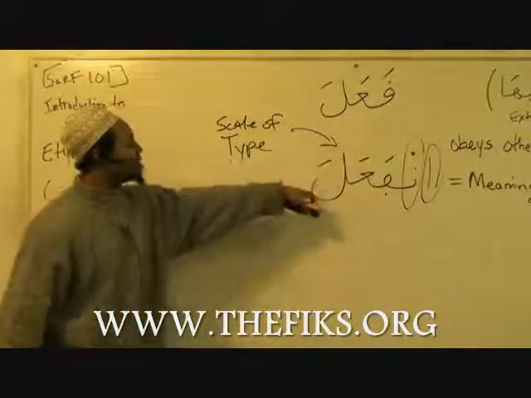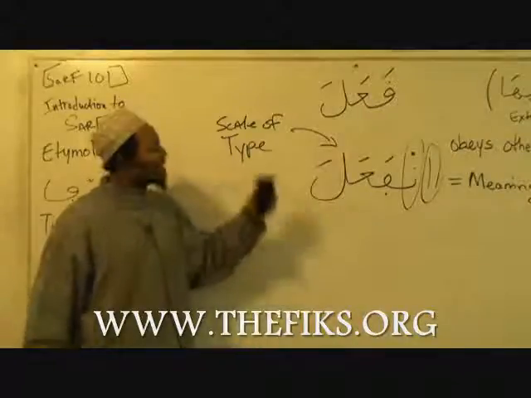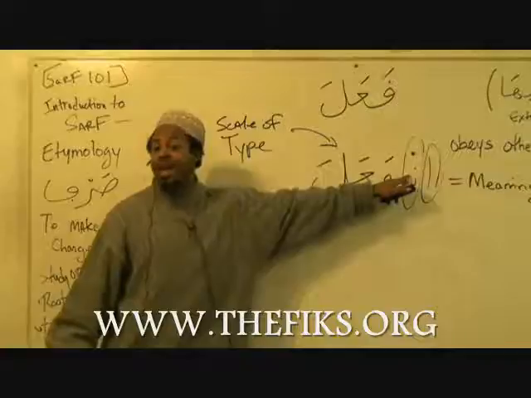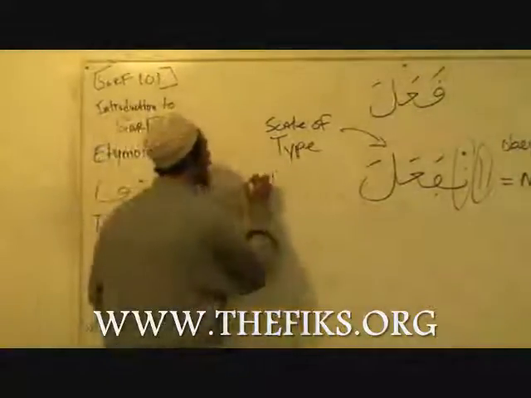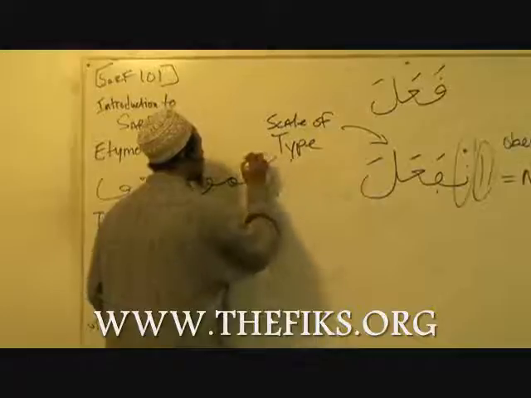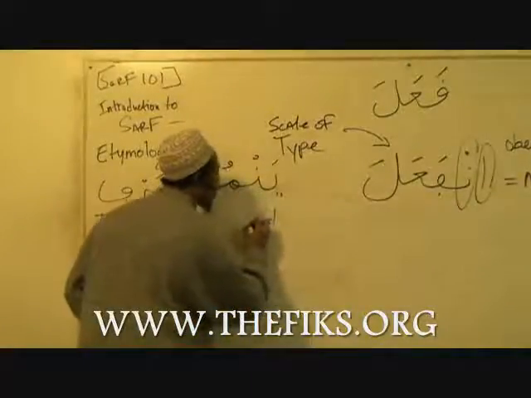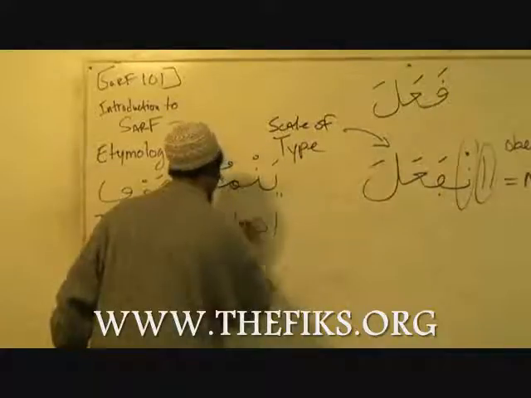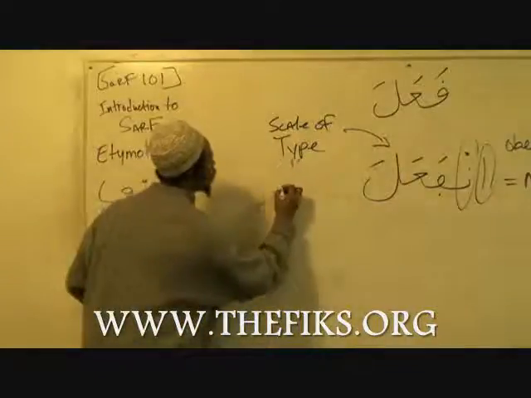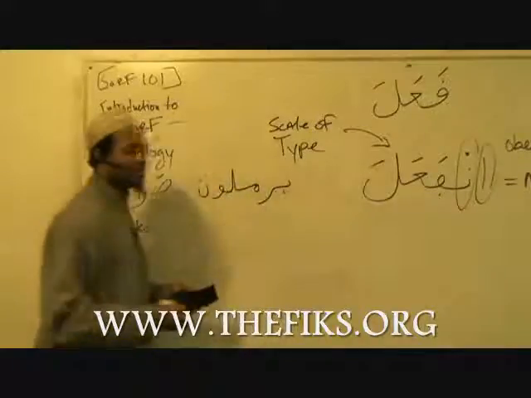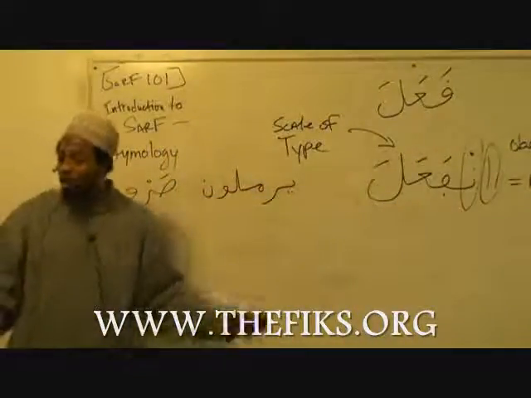But it's a scale, meaning this type obeys other root words, just like ifta'ala, right? But ifta'ala is there because some words can't be on the scale of infa'ala. Why? Because of the rule that we learned of yanmu. Remember that? What did we learn about them? They make idgham, right? Not just yanmu, we have yarmaluna, the whole crew. All these letters, when any one of them comes before a noon, they make idgham, whether complete idgham or partial, incomplete idgham.